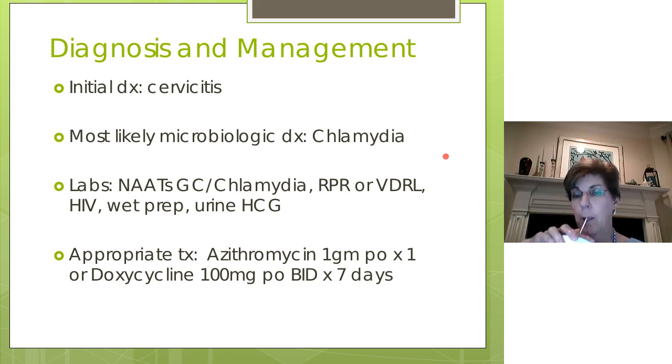BV. What else? Trichomonas, correct, and yeast. Okay, so you need to do a wet prep. There are rapid antigen tests now for BV and Trich. I don't know how often they're being used. We're still sending wet preps in the ER, and so they're not using the new ones yet. Appropriate treatment is azithromycin 1 gram PO times 1 or doxycycline BID for 7 days.